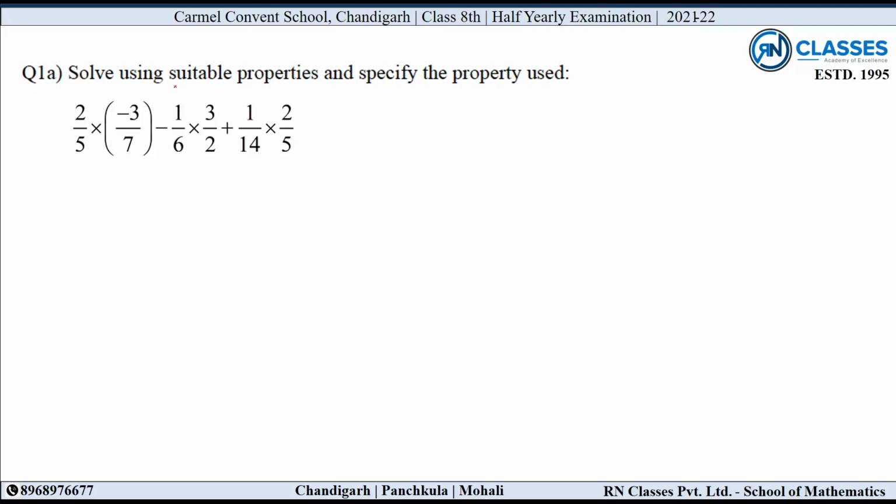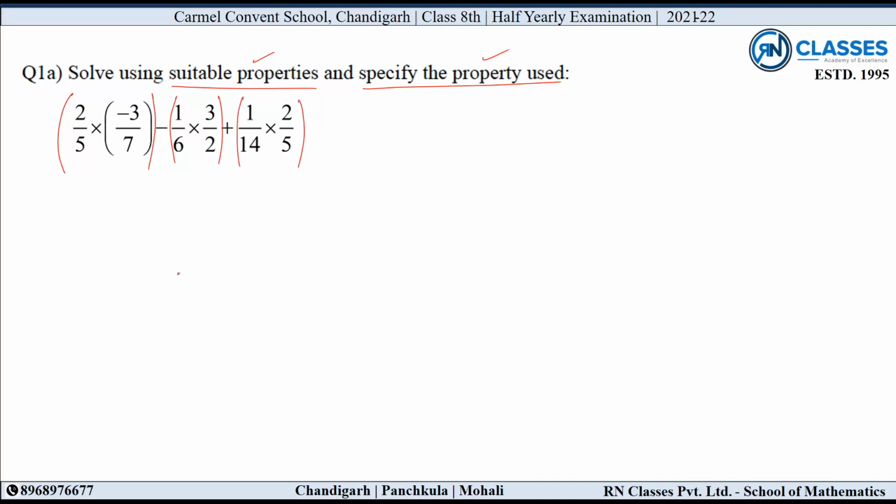Solve using suitable properties and specify the property used. Okay. Suitable properties use करनी है and property का usage, कहाँ कौन सी property use कर रहे हैं वो भी बताना है, right? So 2 by 5 into minus 3 by 7 bracket minus 1 by 6 into 3 by 2 plus 1 by 4 into 2 by 5. सबसे पहले इसको start करने से भी पहले देखो क्वेश्चन को, ये एक इकट्ठा है, ये एक इकट्ठा है और ये एक पार्ट इकट्ठा है, राइट?